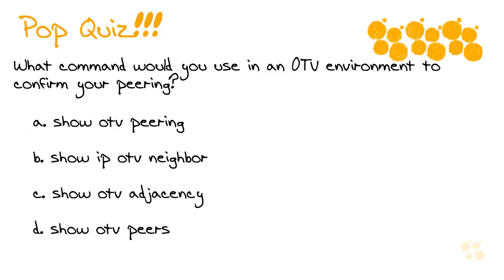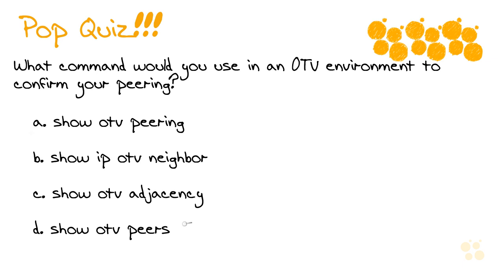Here we go. What command would you use in an OTV environment to confirm your peering? All right, overlay transport virtualization. We know we like to make those dynamic peerings possible thanks to multicast capabilities in the cloud. How would we verify it? Show OTV peering, show IP OTV neighbor, show OTV adjacency, or show OTV peers.